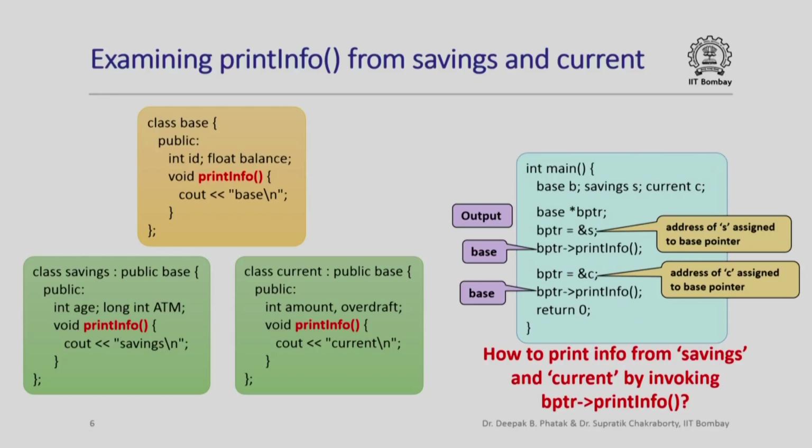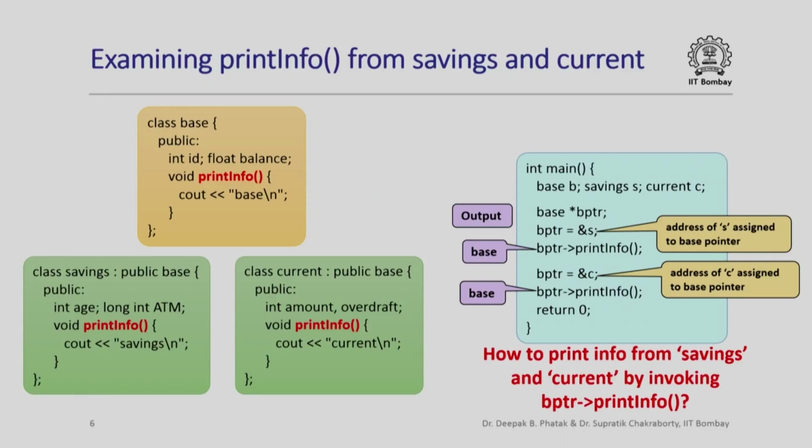So you might ask, why do I want to do this? Well, when I am writing a program, maybe I do not know a priori whether BPTR is going to be assigned the address of S or whether BPTR is going to be assigned the address of C. Maybe there is an if condition here, and if that condition is satisfied, then I am going to assign BPTR to the address of S, otherwise I am going to assign BPTR to the address of C. But regardless of which assignment happens, I want to call BPTR arrow printinfo.